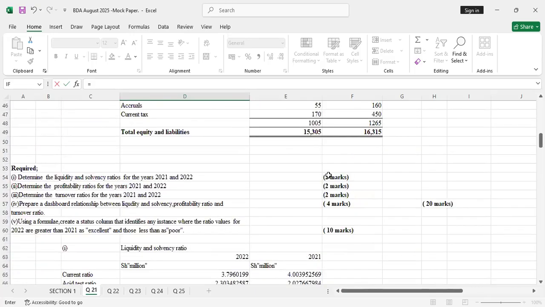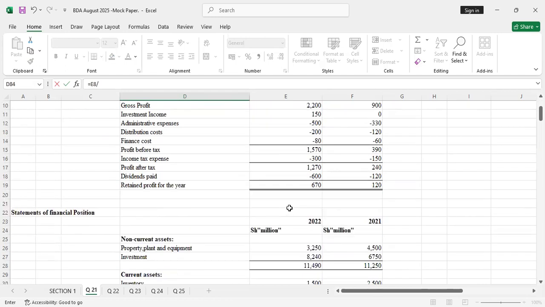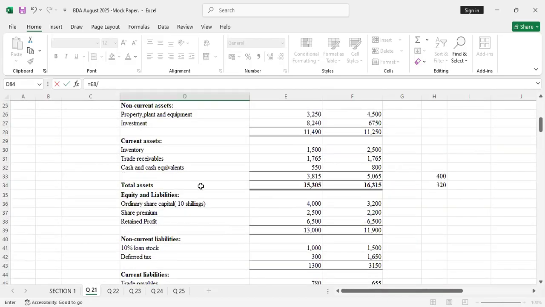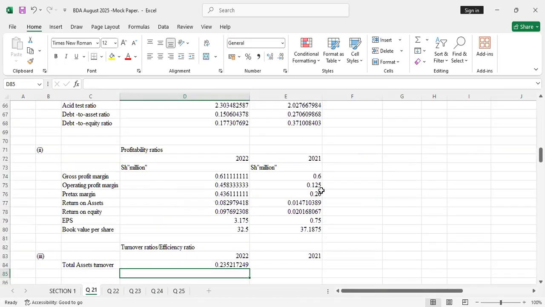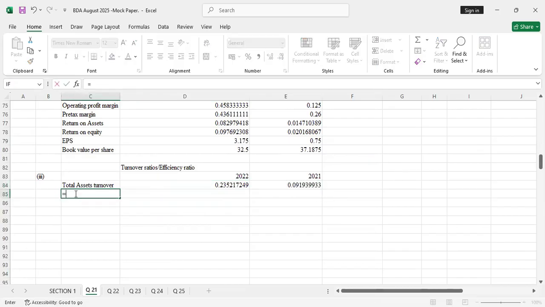So it will be our revenue. We divide by what? They say average total assets, but in this question there are no average total assets, so you divide by total assets. Total assets here is 15,304. You divide it that way, then enter. Once you enter that, you drag and it will get the value for 2021. We continue with the other ratio, the inventory turnover.